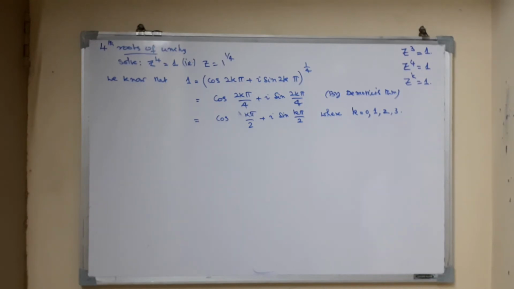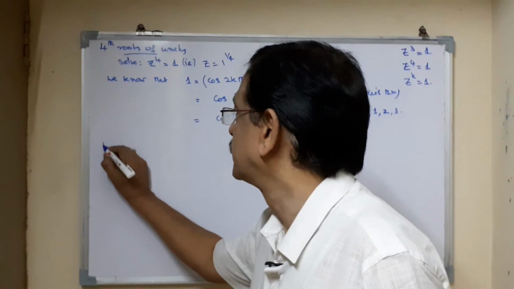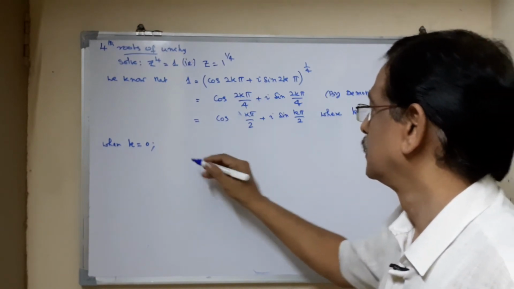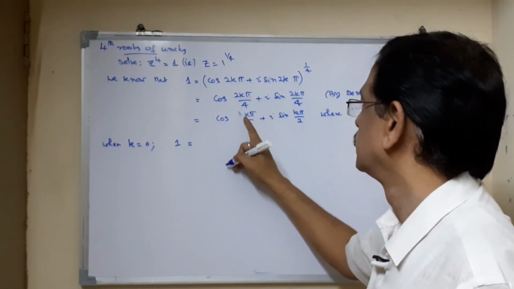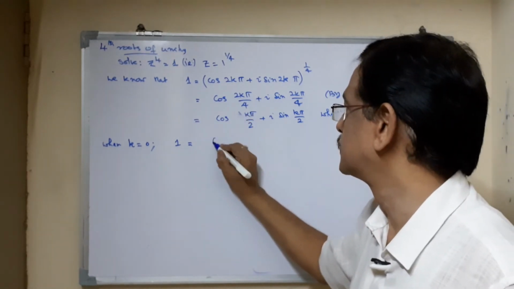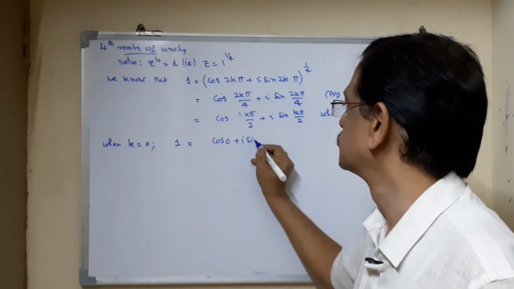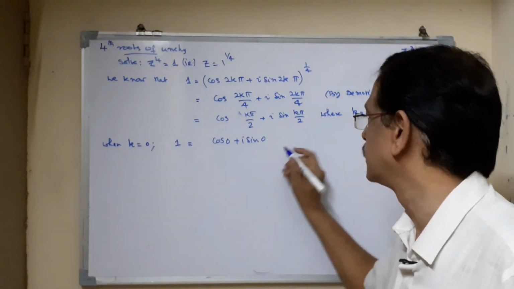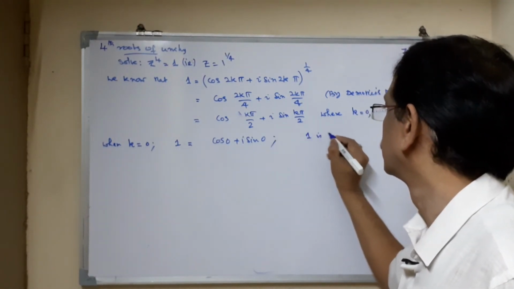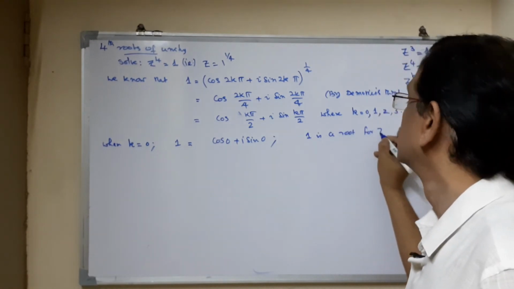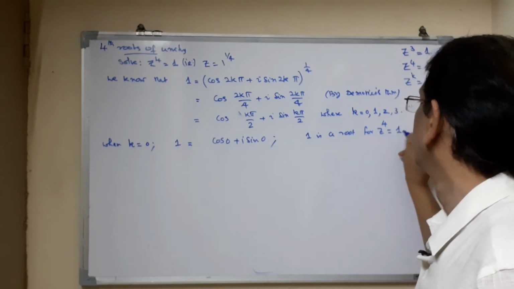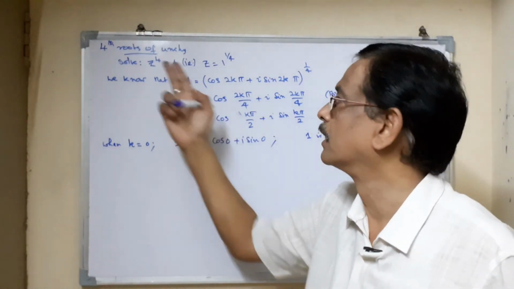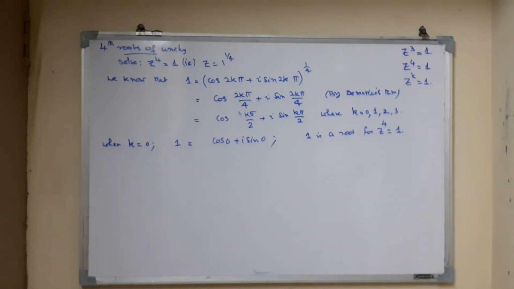Let us see what happens when k is 0. If k is 0, this is cos 0 plus i sin 0. Sin 0 is 0, cos 0 is 1, thus 1 is a root. 1 is a root for z power 4 equal to 1, because I am solving this equation, z power 4 equal to 1.